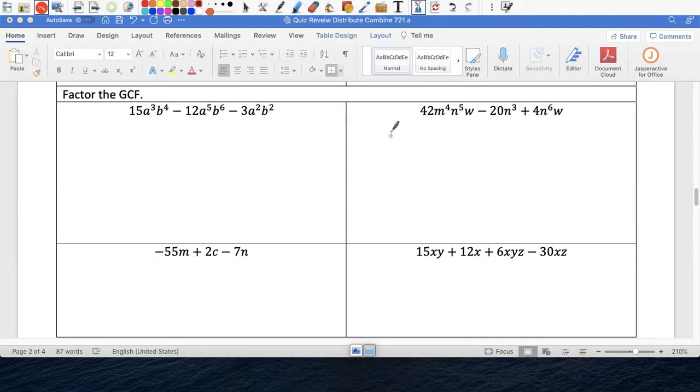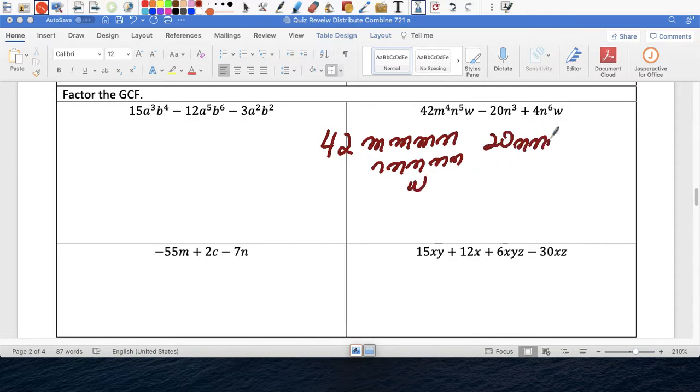All right, likewise, 42, and again, I don't know how many of you are doing this. You don't have to, if you can see it. 1, 2, 3, 4, 5 n's and 1 w. 20 is 1, 2, 3 n's. 4, 1, 2, 3, 4, 5, 6 n's and 1 w. All right. What's the greatest common factor between 42, 20, and 4? And that would be 2.